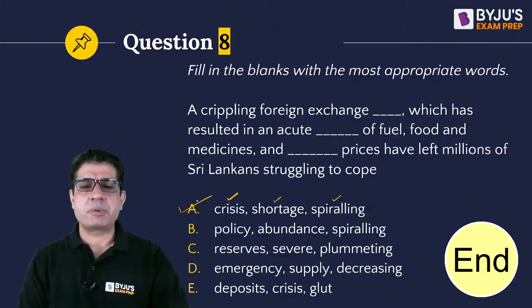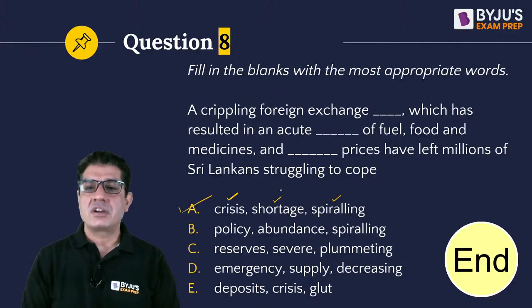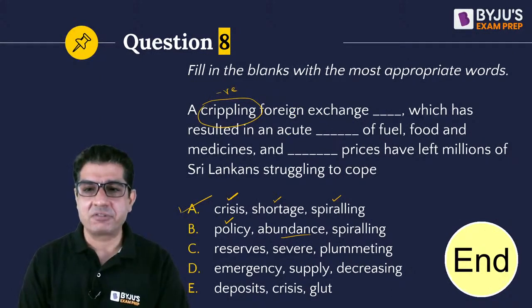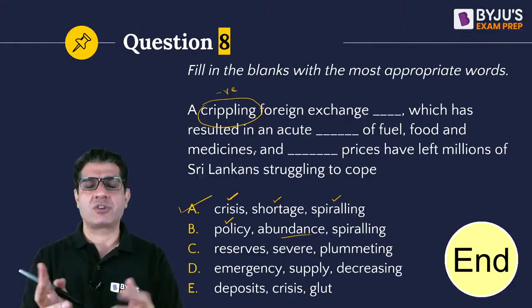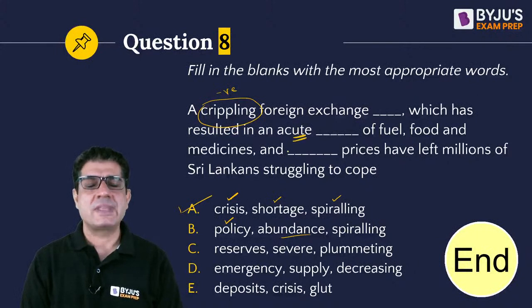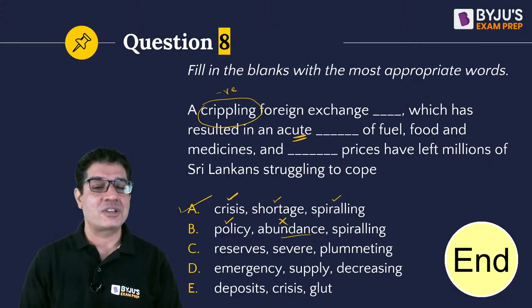Some of us have also picked up B, so let's look at B. A crippling foreign exchange policy can go, which has resulted in an acute abundance of food. So you notice crippling is a negative word. So if your foreign exchange policy is negative, why will you have an abundance of fuel? That's one. Number 2, acute is also in this particular context going to be a negative word. So abundance will not work here. So we can rule out option B.